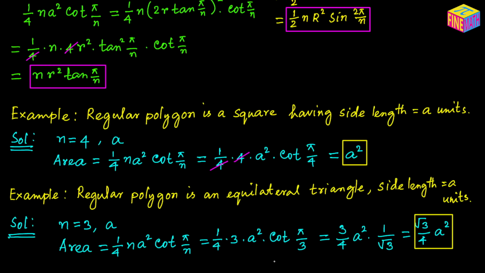If you are provided with the circumradius and the number of sides, then you should be able to calculate the area. And similarly, if you are provided with the inradius and the number of sides, then also you should be able to calculate the area of the regular polygon. And if you are provided with the side length and the number of sides, you should be able to calculate the size of the circumradius as well as the size of the inradius.